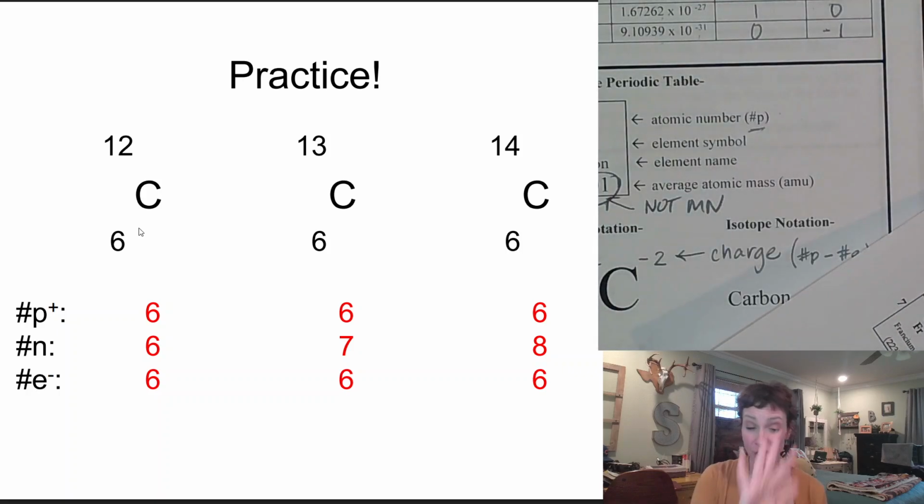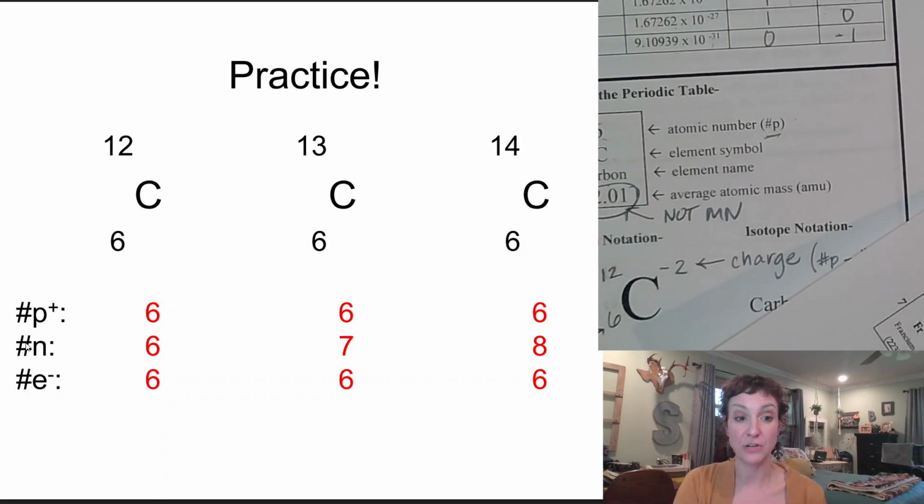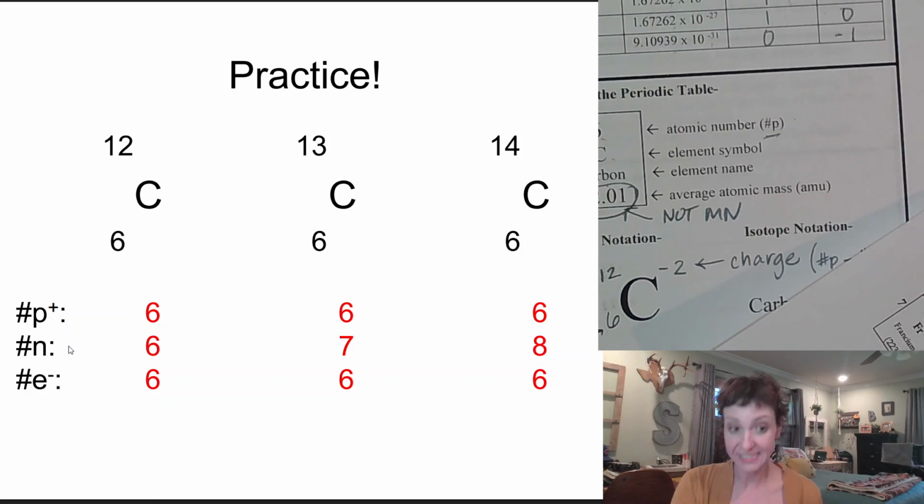Okay, where we get creative now is figuring out the number of neutrons. The number of neutrons, we have to subtract the number of protons from the mass number. Once again, mass number is protons and neutrons. So if I know I have 6 protons, and this is my mass number, 12 minus those 6 protons gives me 6 neutrons.